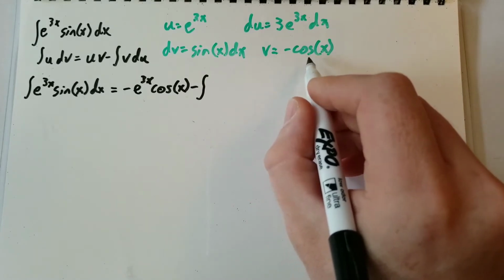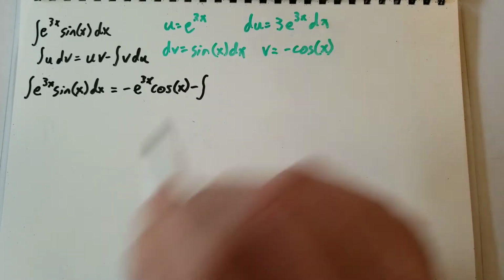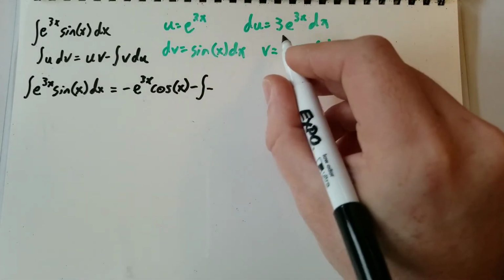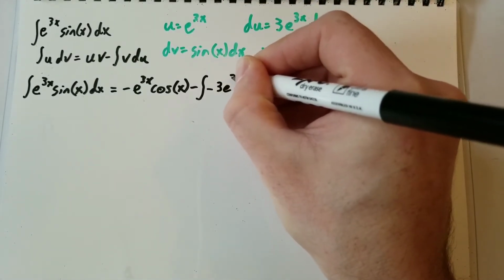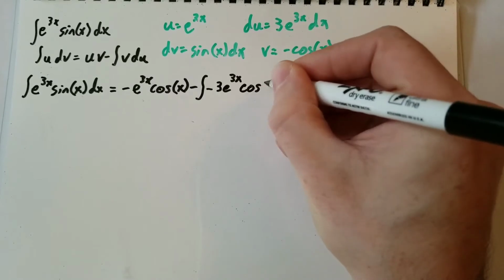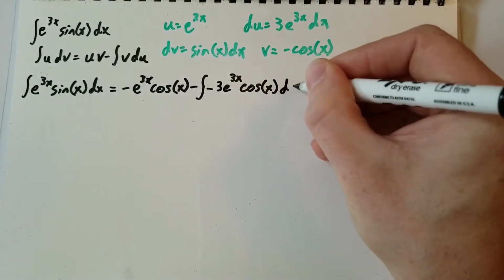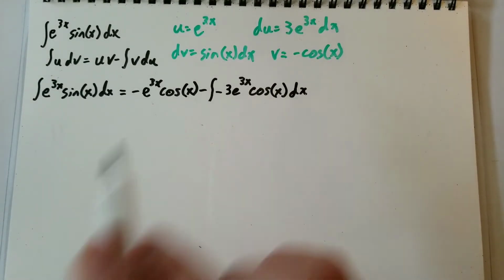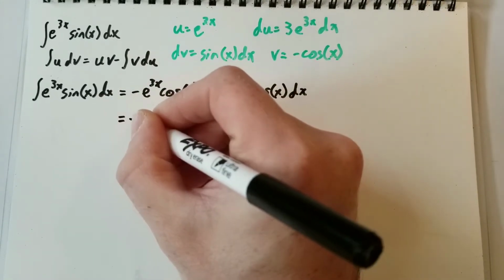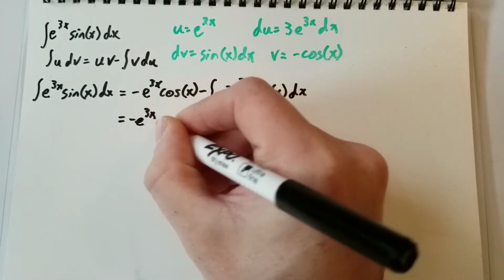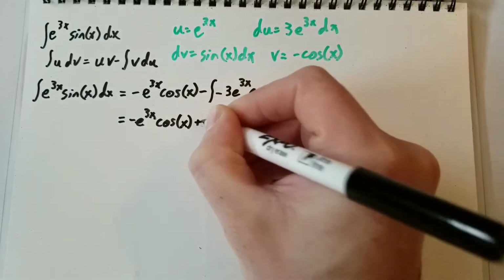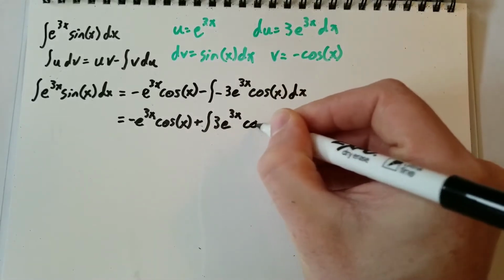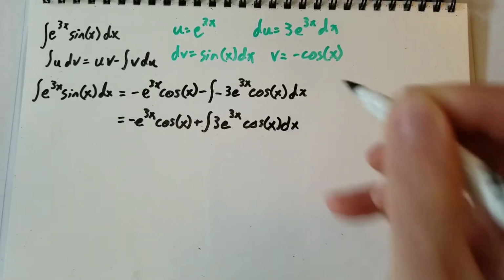Our v is negative cosine x and our du is 3e to the 3x. So I'm just going to pull the negative out front again, and I'm going to put 3e to the 3x and then cosine x, and don't forget your dx. So now I'm just going to pull this negative sign out front to make that a positive. So what we have now is negative e to the 3x cosine x plus the integral of 3e to the 3x cosine x dx.